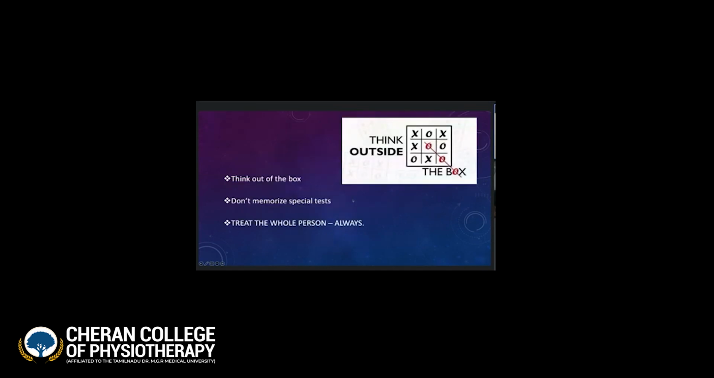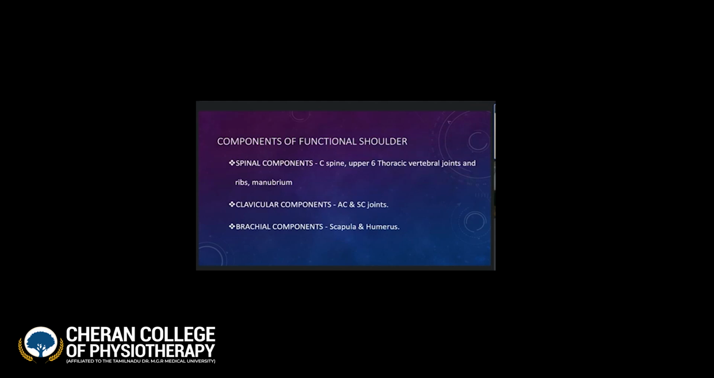Let's talk about the shoulder. I think we talked about this: think outside the box, don't memorize special tests, treat the person as a whole. The shoulder joint has three main components: a spinal component, a clavicular component, and a brachial component. The spinal component is the cervical spine, from C1 to C7, and the upper thoracic segments, especially the upper 6 thoracic vertebrae, which includes the vertebral joints, the ribs, and the manubrium. These all are part of your shoulder complex.